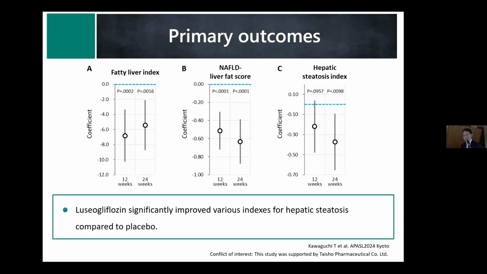This is a result of the primary outcome. After the treatment of luseogliflozin as the SGLT2 inhibitor, there is a significant reduction in fatty liver index at 12 and 24 weeks. Similar findings were observed in the MAFLD liver fat score as well as hepatic steatosis indexes. So luseogliflozin significantly improved various indexes for hepatic steatosis compared to placebo.